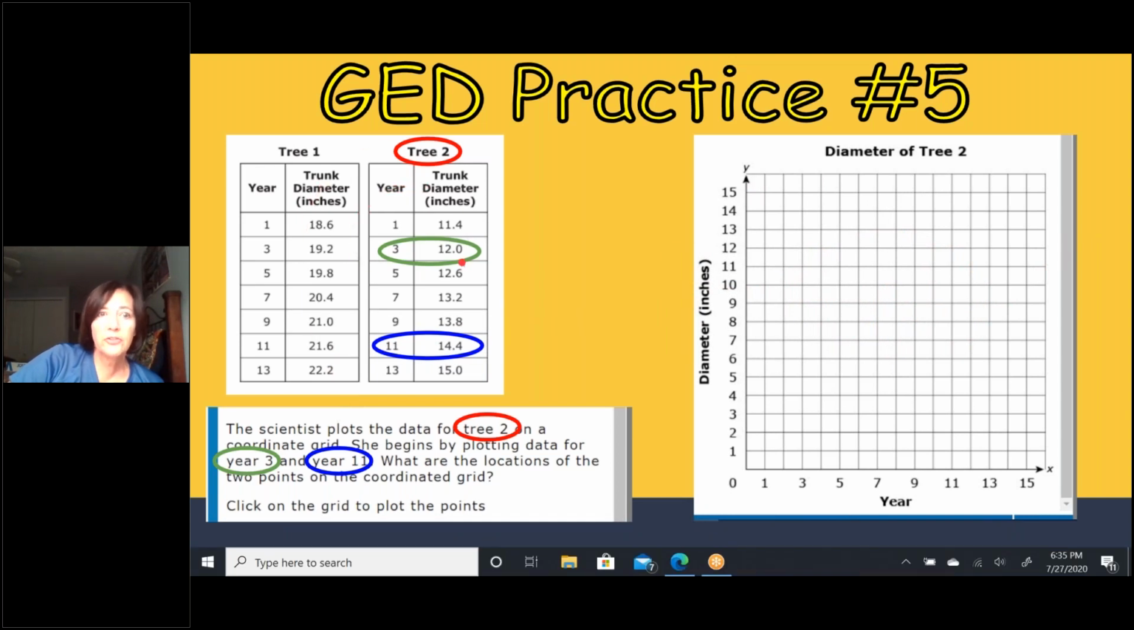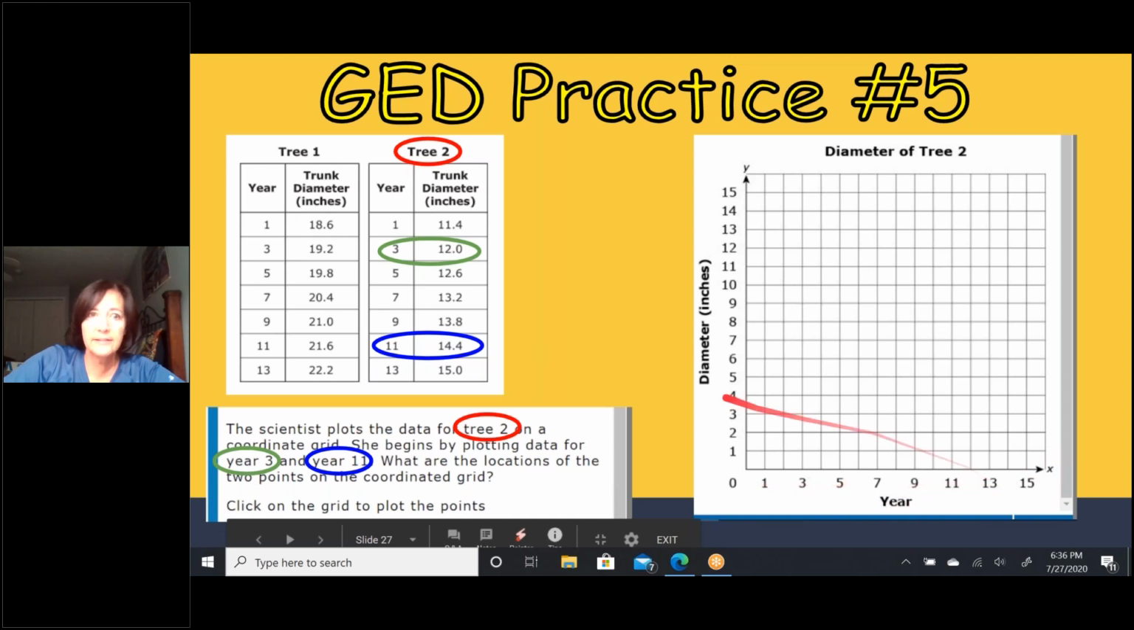So we need to plot these 2 points. So year is our X value. When we've got a table, typically there's going to be 2 columns or 2 rows. The first one is always going to be your X value. The second one is always going to be your Y value. It's always alphabetical order. So our year is going to be on the X axis. You can see this little X down here.